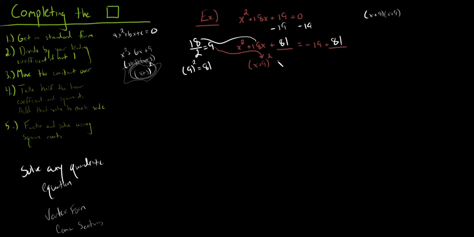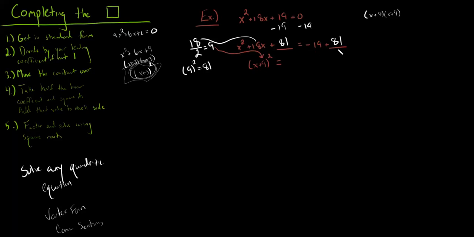So that's how we complete the square. I take half of 18, that gets me 9. That's going to be inside, but to add to each side, that becomes 9 squared, which is 81. And I have to add 81 to each side, because what I do to one side, I have to do to the other side to keep the equation balanced.